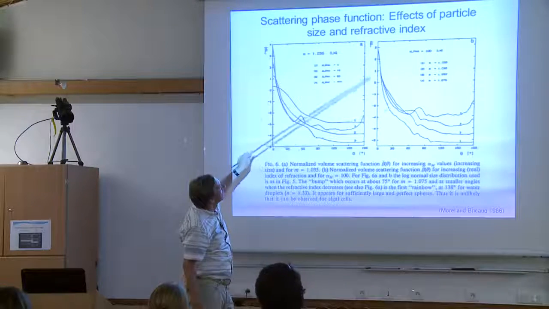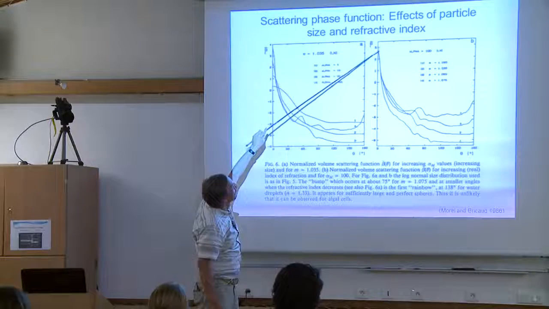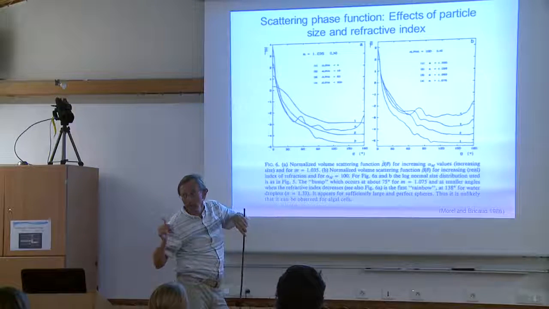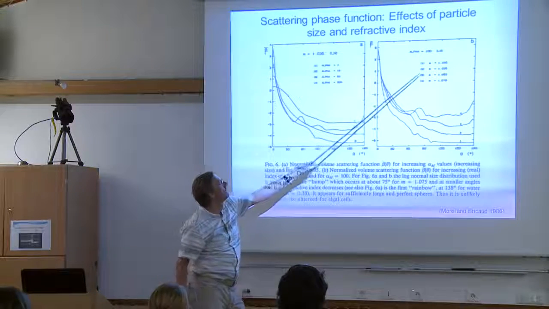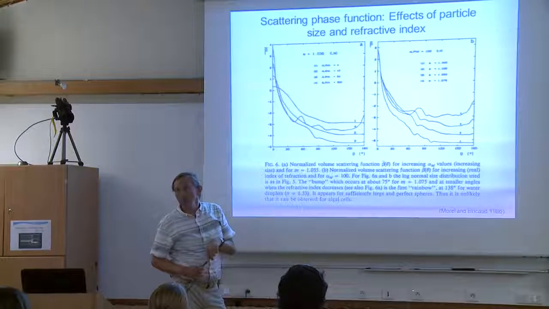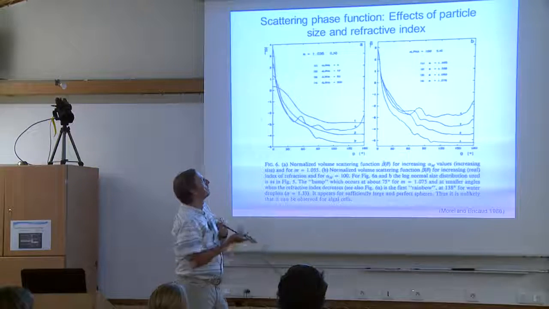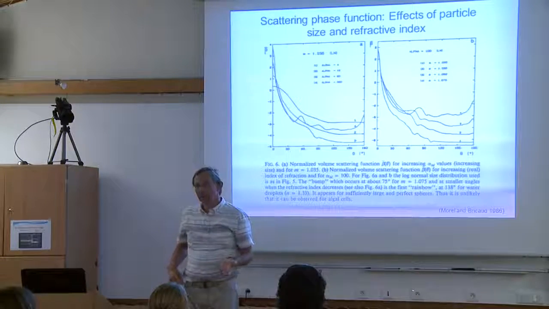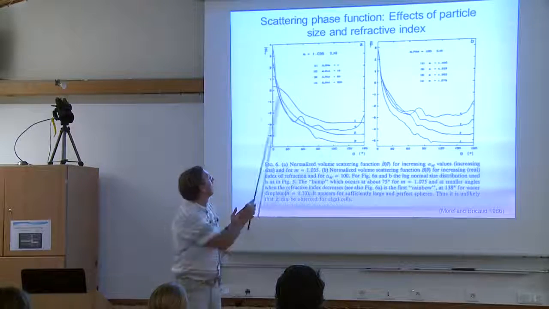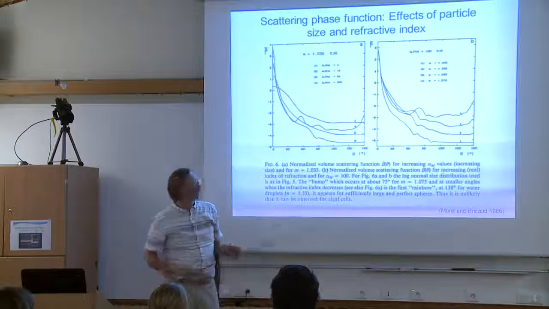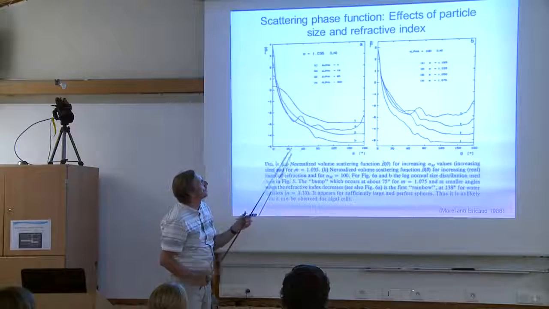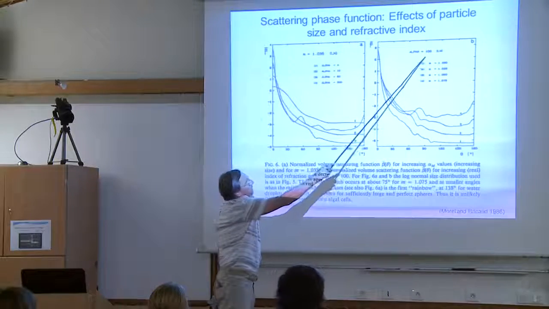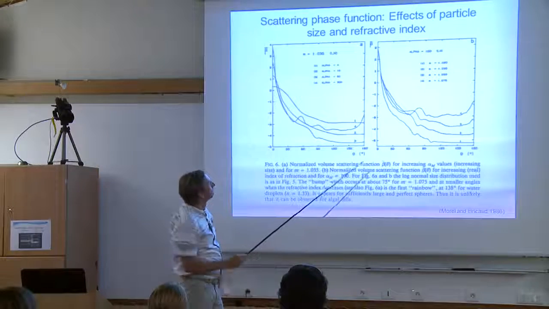And now you can see a very interesting thing. In the forward directions, near forward directions, where diffraction is important, you don't see an effect of refractive index on the shape of the phase function. So the combination of these two provides a basis for sizing particles based on how fast this function decreases with angle for very small angles. So you can see no effect of refractive index in the diffraction domain. But particles are relatively large. It has to be relatively large.